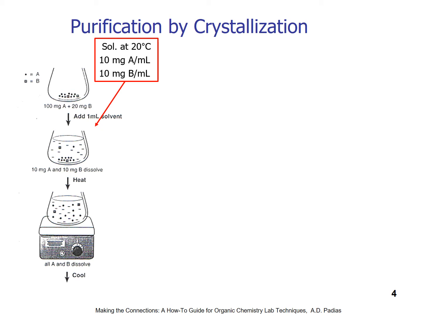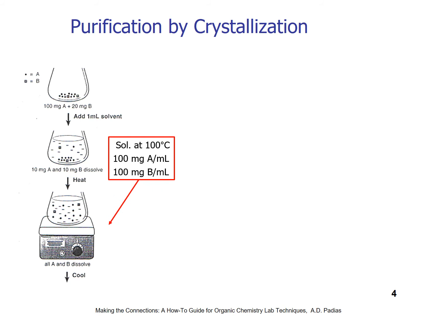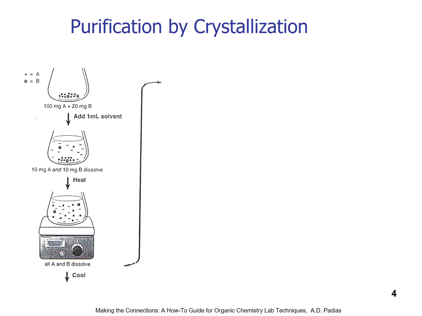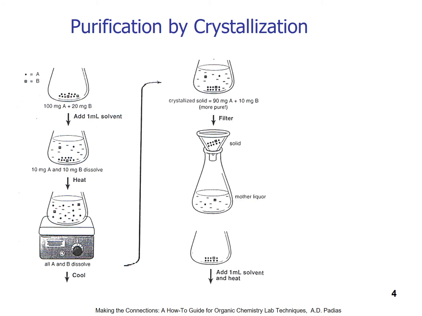So let's say that the solubility is 10 milligrams of A and 10 milligrams of B at room temperature, at around 20 degrees Celsius. As soon as we heat it up, though, we increase the solubility of A and B so that pretty much everything goes into solution, right? So the difference is we want something that's soluble at high temperature. We want a solvent that makes everything soluble at high temperature, okay? So we cool it down, and we get to the next set of steps here.